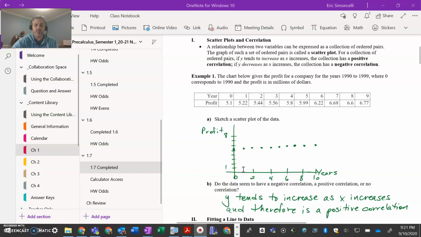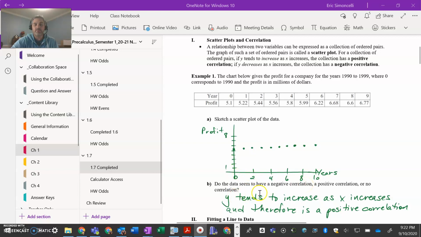Something that you may or may not recall from Algebra 1 and Algebra 2, the graphing calculator will give you some neat connections to continue with, which we'll discuss later on. So here's your graph. That's your scatter plot.